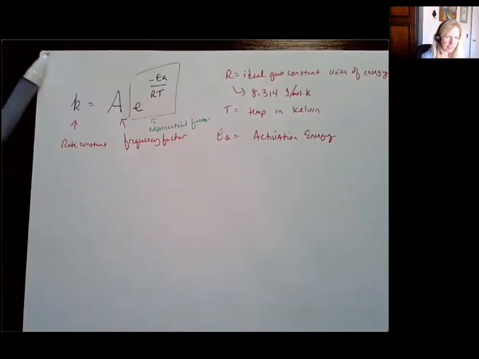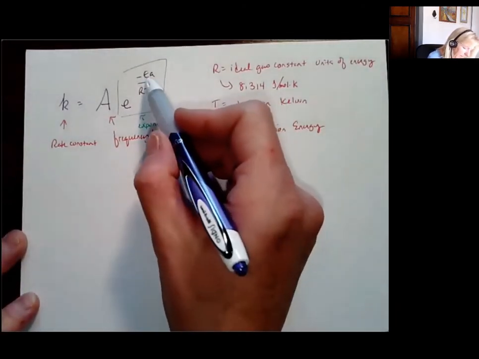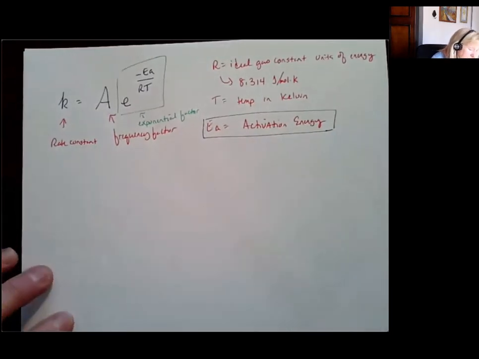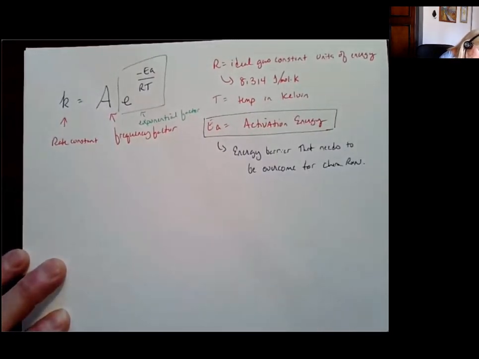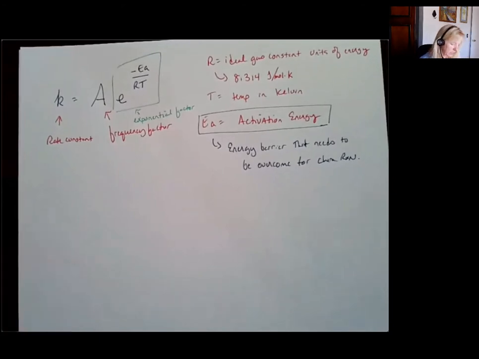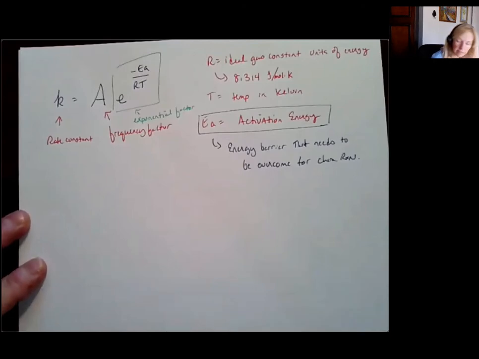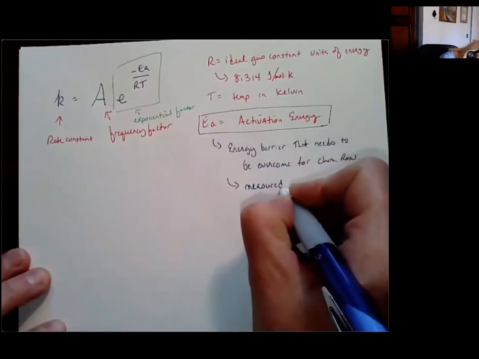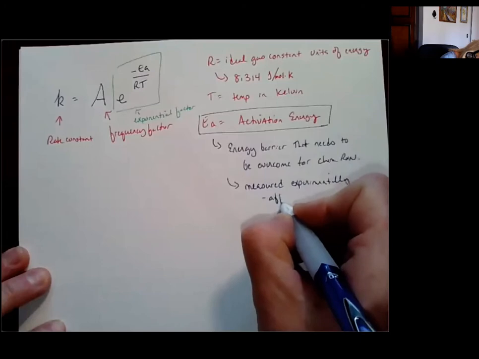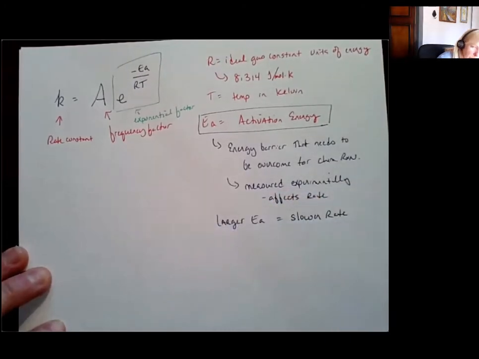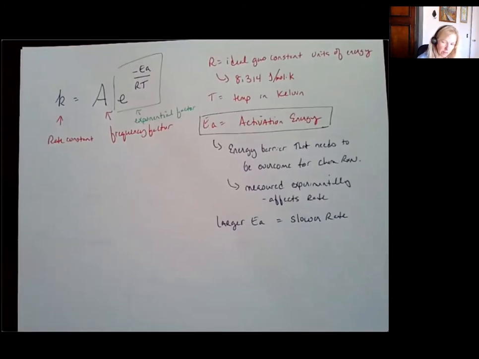So what is activation energy? So let's look at Ea first. This is the energy that needs to be overcome for a reaction to happen. And we haven't really looked at this before. We've talked about the things that affect a chemical reaction. We've looked at the heat of a reaction, but we haven't really considered activation energy because activation energy is hard to measure. We usually measure it experimentally, but it affects the rate. So the larger your activation energy, the slower the rate, because that means there's more energy that's going to be required for that reaction to happen.